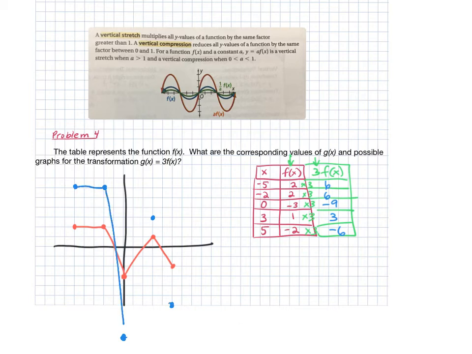Okay, and so if we assumed the lines again, you can see what happens, right? You can see how this just gets pulled up and down, just gets stretched by this 3. And that's because 3 is greater than 1, so it's a stretch.